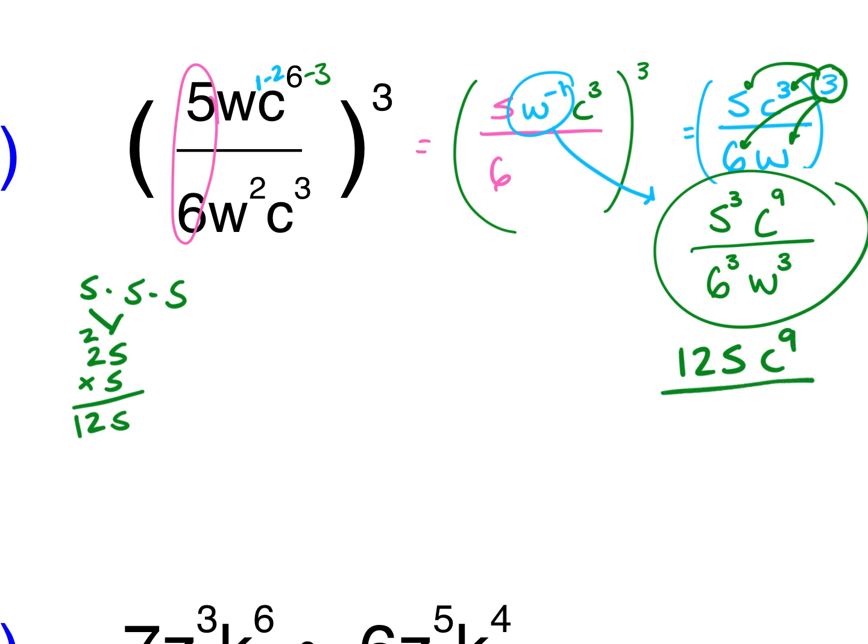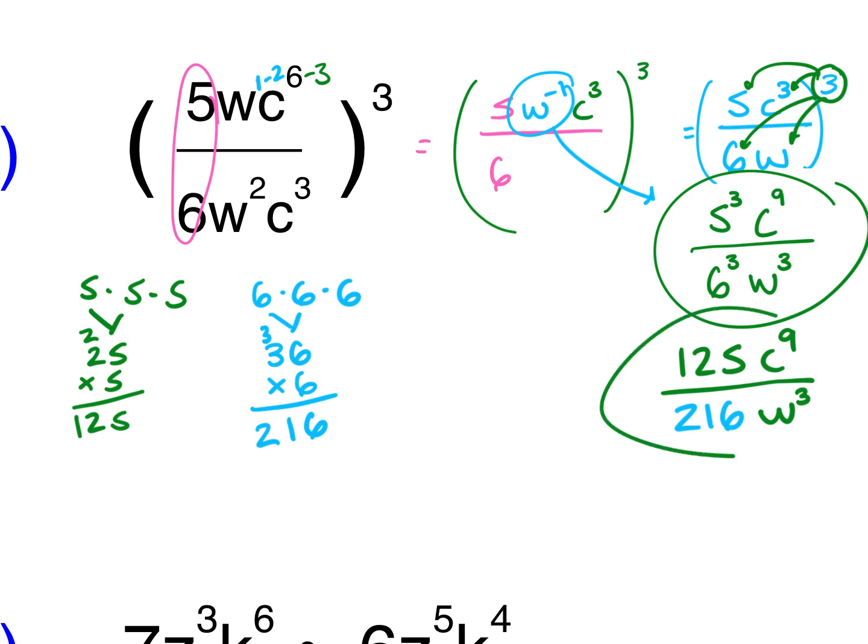Let's do the same thing with the 6. 6 times 6 times 6. What's 6 times 6? 36. And 36 times another 6. 6 times 6 is 36. 6 times 3 is 18. Plus 3 would be 21. So 216 times w to the 3rd power. So that would be our answer. It's just a little bit more simplified.